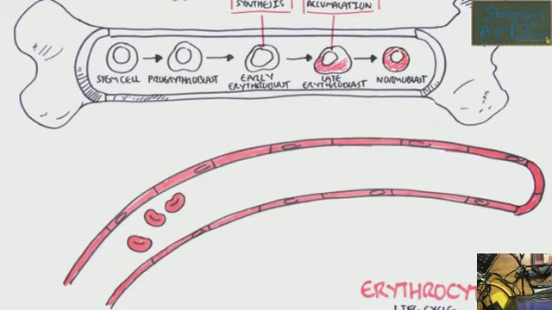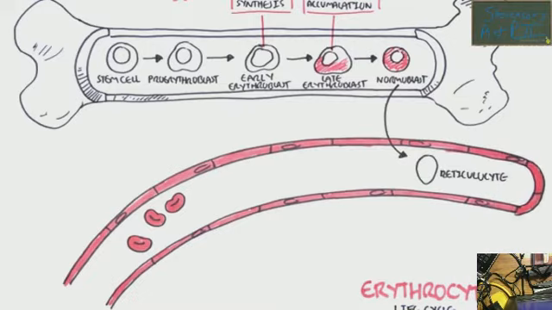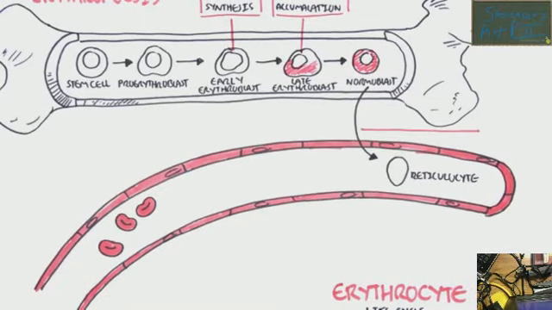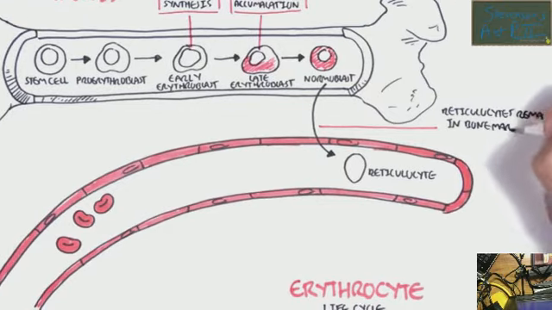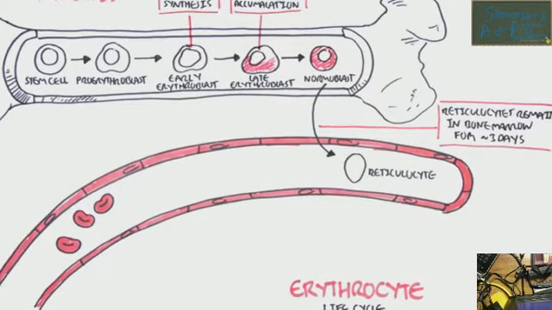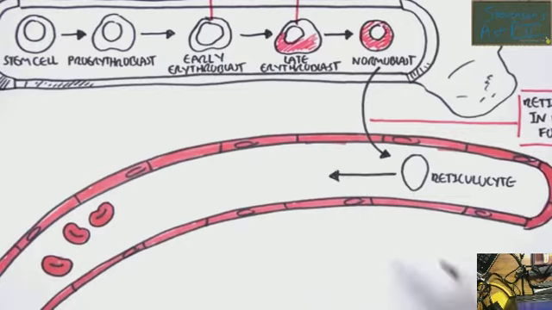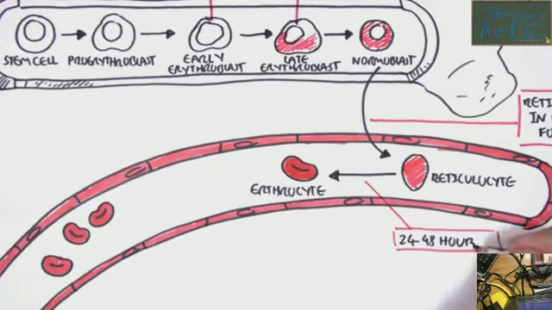A normoblast will then become a reticulocyte. A reticulocyte loses its nucleus. However, it is not a red blood cell just yet. A reticulocyte actually stays in the bone marrow for several days before entering circulation. And once it enters circulation, after about 1 to 2 days, or 24 to 48 hours, the reticulocyte will mature and become an erythrocyte.